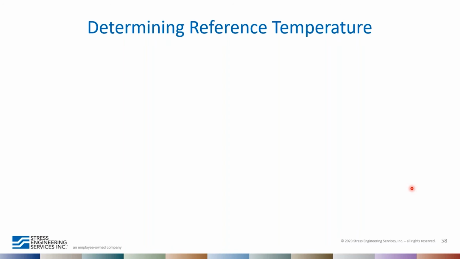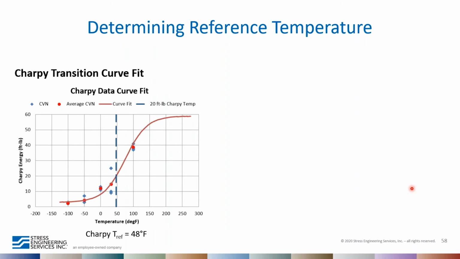All right, so let's talk about determining the reference temperature. So this is a transition curve based on Charpy tests, actual Charpy tests that were performed. And the reference temperature can be determined by performing a hyperbolic tangent fit to the data. And we often refer to the 20 foot-pound transition temperature as the reference point. So in this case, it's about 48 degrees Fahrenheit.